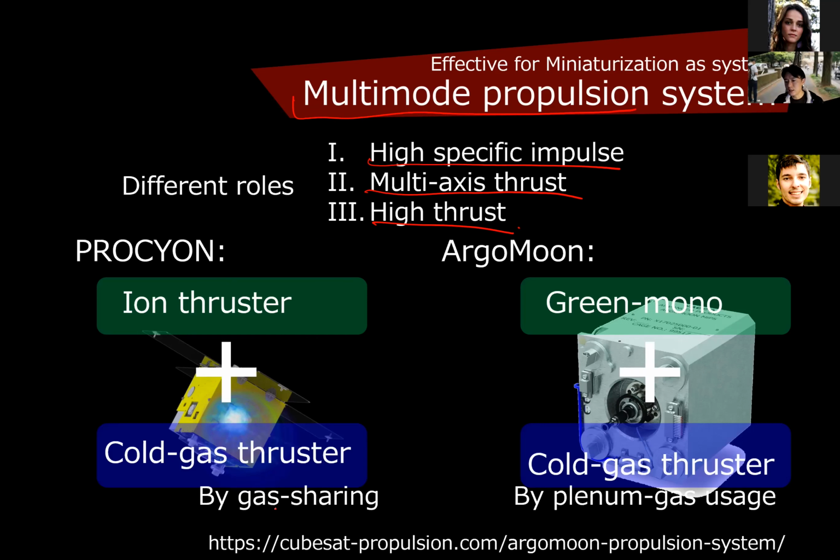Well, this is another example, the Argon satellite. They combined a green monopropellant thruster and a cold gas thruster by using the plenum gas. Plenum gas means this gas is used to push the green propellant into the combustion chamber, and they also used this gas for the cold gas thruster directly. So this kind of dual usage of propellant is very effective.